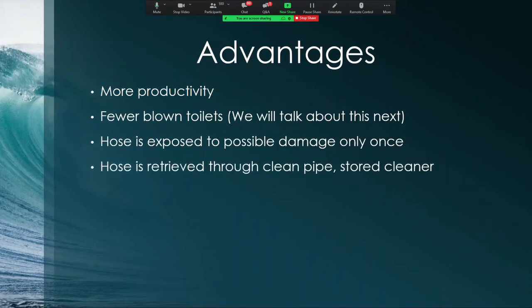The hose is retrieved through a clean pipe. If I run the old system where I shoot up the line and clean on the way back, that hose is coming back through everything I'm trying to remove. And that stuff comes up on the hose and sits on the hose reel and drips. And then at the end of the day, it goes back in the shop, back in the garage, and the next day things start to smell a little.